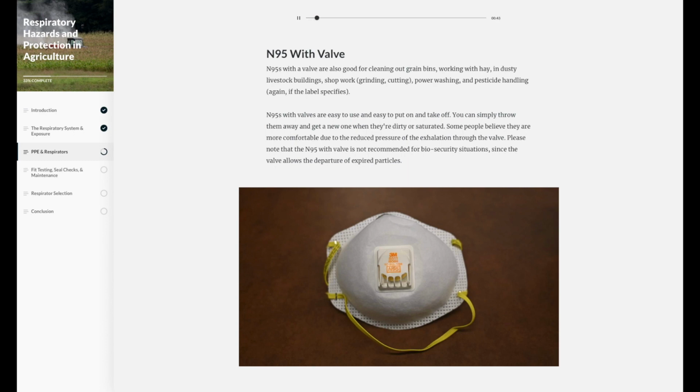N95s with a valve are also good for cleaning out grain bins, working with hay, in dusty livestock buildings, shop work, grinding, cutting, power washing, and pesticide handling, again if the label specifies. N95s with valves are easy to use and easy to put on and take off. You can simply throw them away and get a new one when they're dirty or saturated. Some people believe they are more comfortable due to the reduced pressure of the exhalation through the valve. Please note that the N95 with valve is not recommended for biosecurity situations since the valve allows the departure of expired particles.